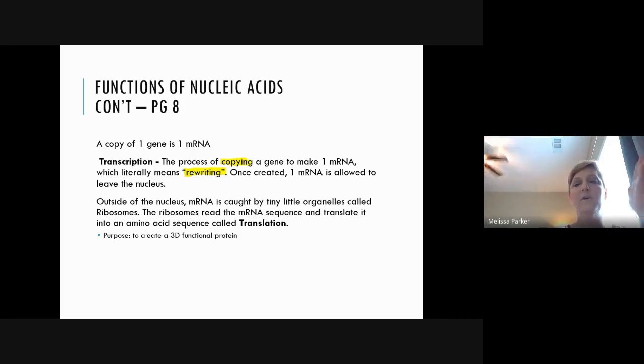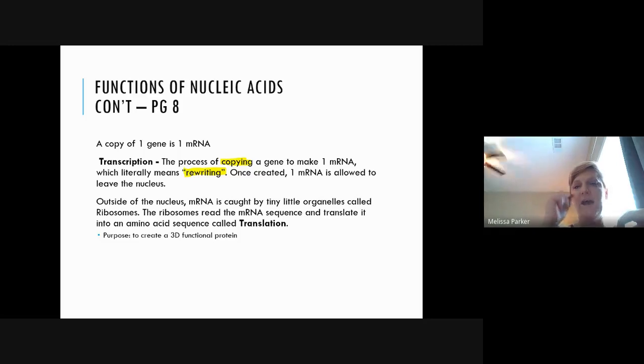So if we couldn't take a copy of the reference book from the library, we had to write it down by hand, okay? Now, I'm rewriting what was in the books because I can't take that book outside of the library, okay? This gene or this DNA cannot be taken outside of the library. The body has to rewrite it.